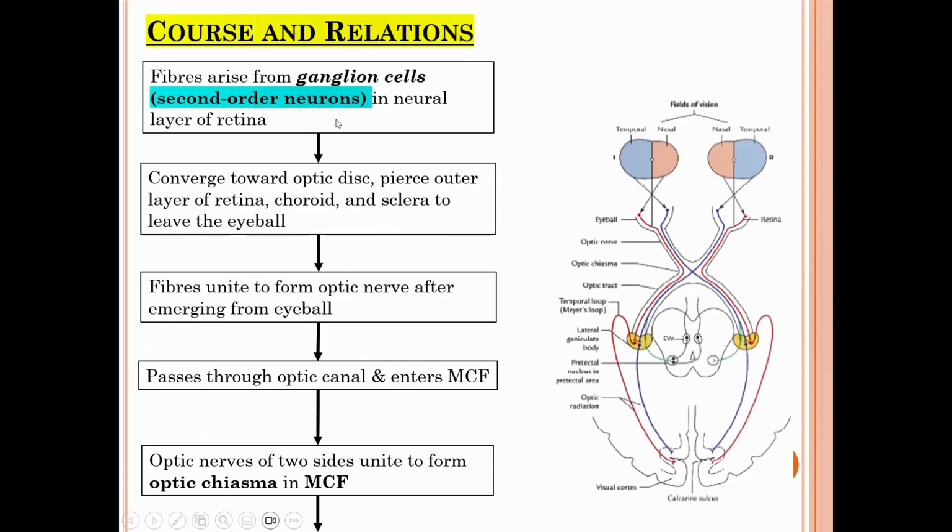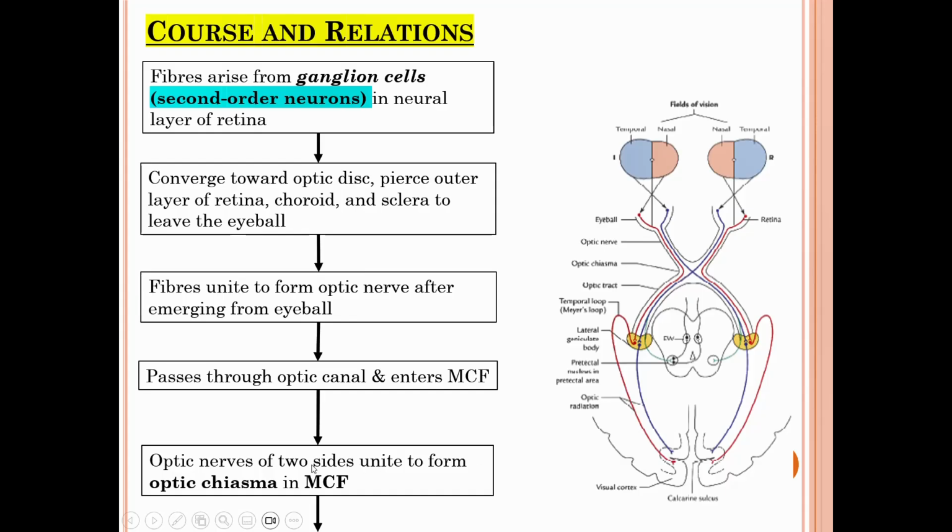Course and relation. So fibers arise from the ganglion cells, which are the second order neuron in the neural layer of the retina here, and they converge towards the optic disc, which pierces the outer layer of retina, choroid and sclera to leave the eyeball. The fibers will unite to form optic nerve after emerging from the eyeball, and they pass through the optic canal and they enter here the middle cranial fossa.